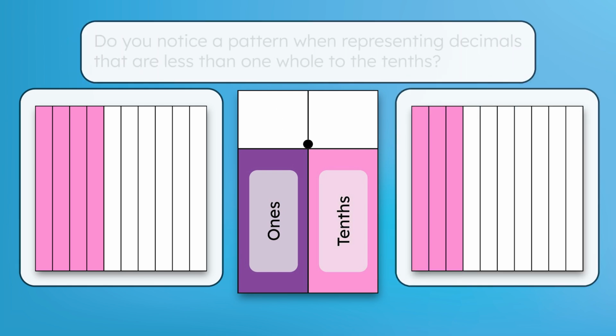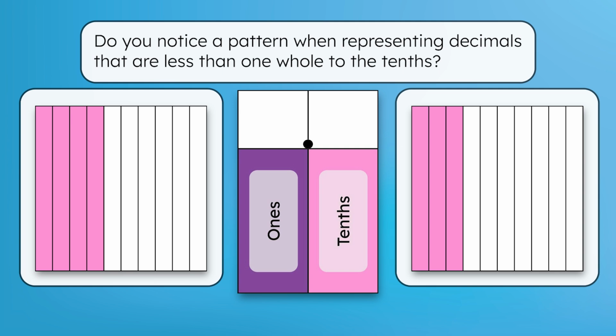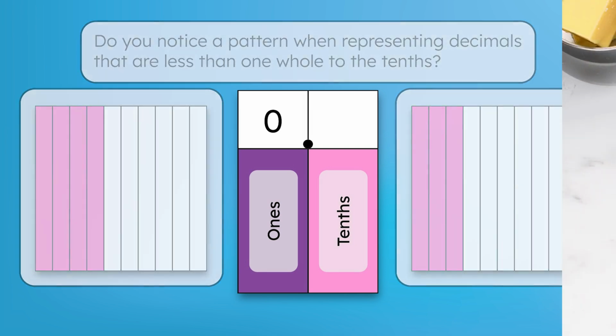Do you notice a pattern when representing decimals that are less than 1 whole to the tenths? The value is the same as the number of tenths. This is always true when the only other digit is a 0 in the ones place. But we've got a few ingredients that have a digit other than 0 in the ones place too.